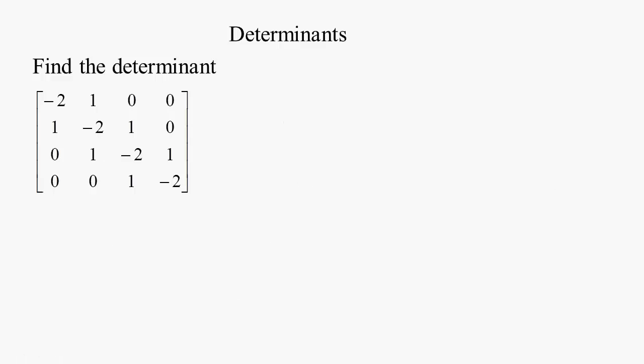Last example here, let's do a 4 by 4. And this is kind of a special 4 by 4 matrix. Notice that we could call it a tri-diagonal matrix because it has only 3 diagonals that are non-zero.